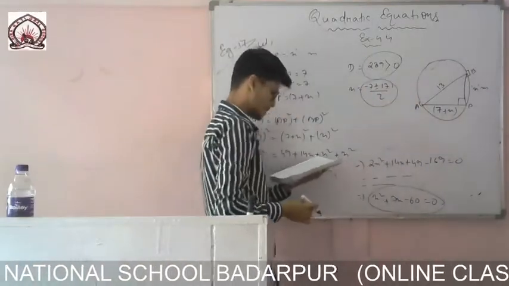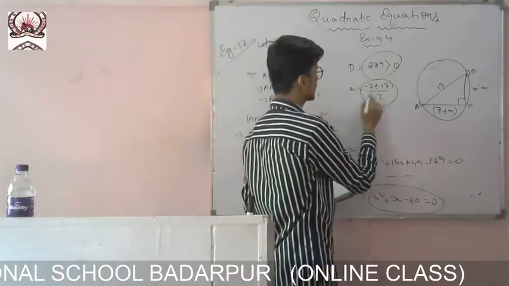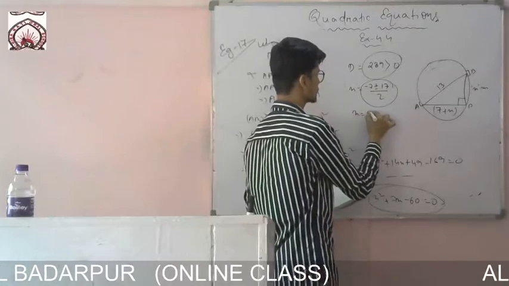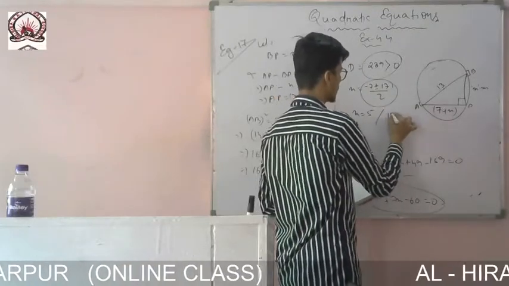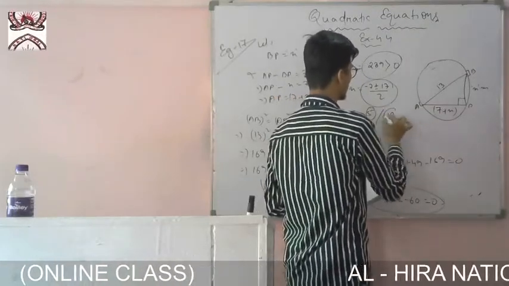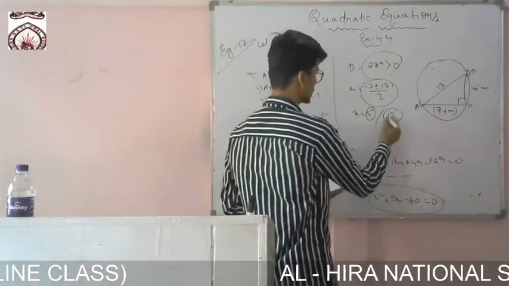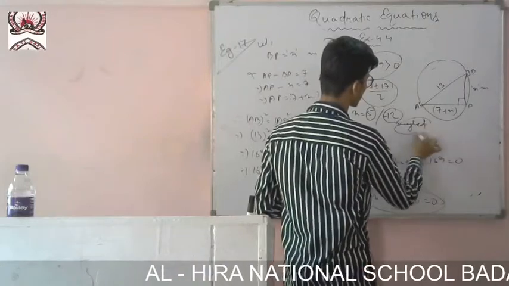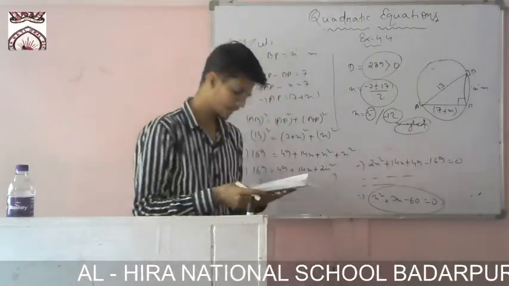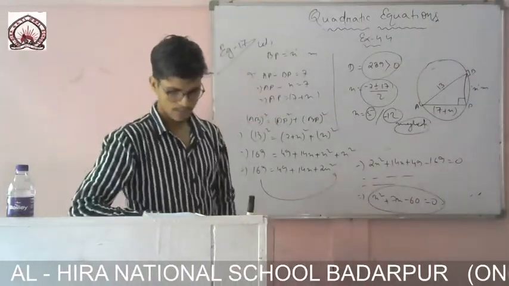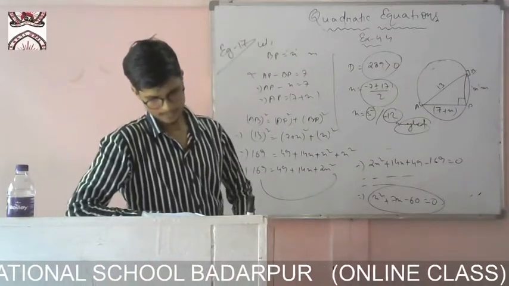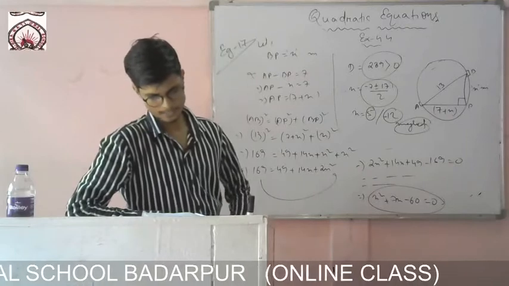If I go on solving, taking one time plus and one time minus, x comes as 5 or x comes as minus 12. Minus 12 will be neglected because we are talking about length. So this one will be neglected. So the answer will be x equals 5. So the pole has been erected on the boundary of the park at a distance of 5 meters.